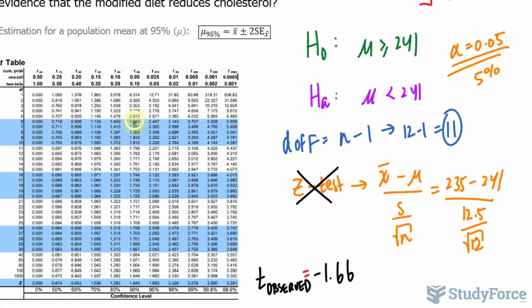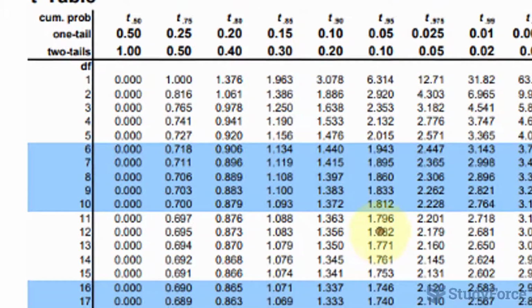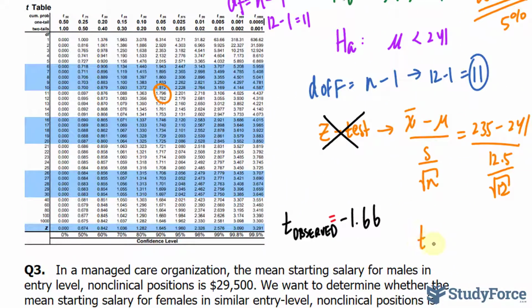So looking at this column, we also have this column called df. That's degrees of freedom. To calculate the degrees of freedom, we say n minus 1. Our n value is 12, so 12 minus 1 is 11. So 11 and 0.05, it's 1.796. Let me just circle that, 1.796. Therefore, t critical is 1.796. Because this number was negative, we should also make this negative.